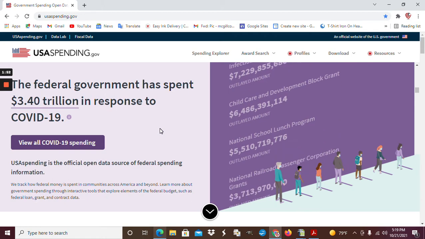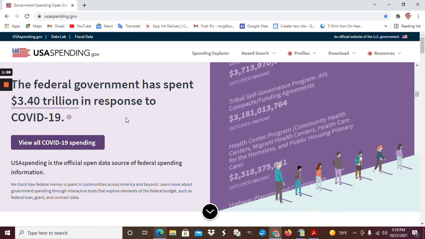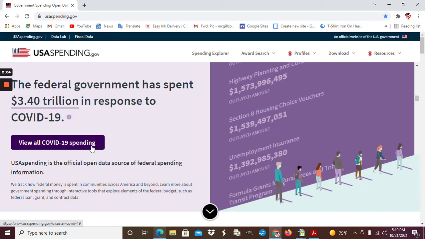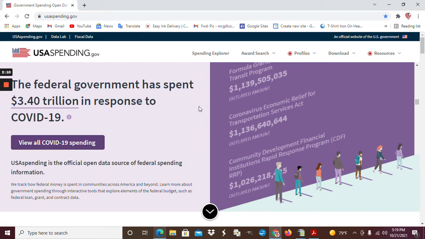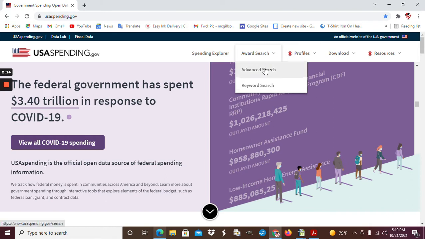As you see right here on the left, the government has spent $3.4 trillion in response to COVID-19. You can go in here and view by clicking here, and see where they spent all that money. But for today, we're going to be going right here to award search. You see right here, we're going to click on advanced search.